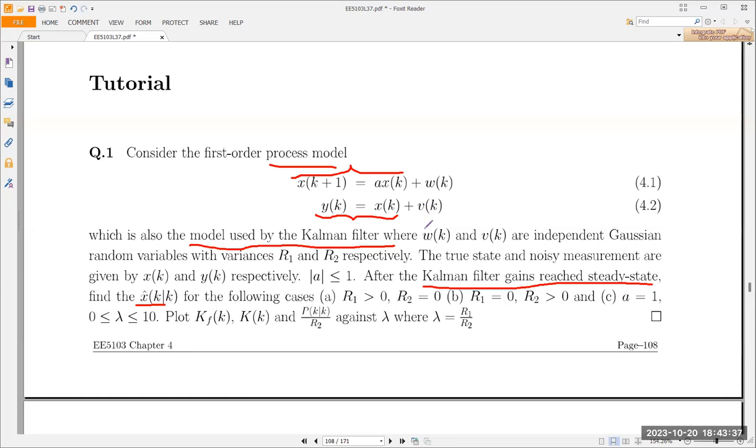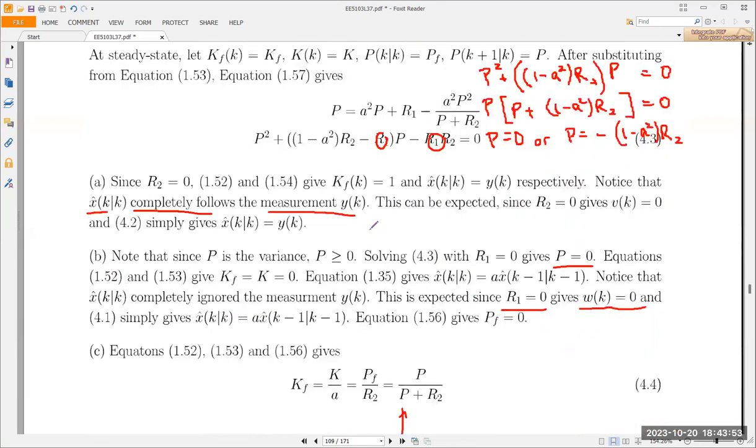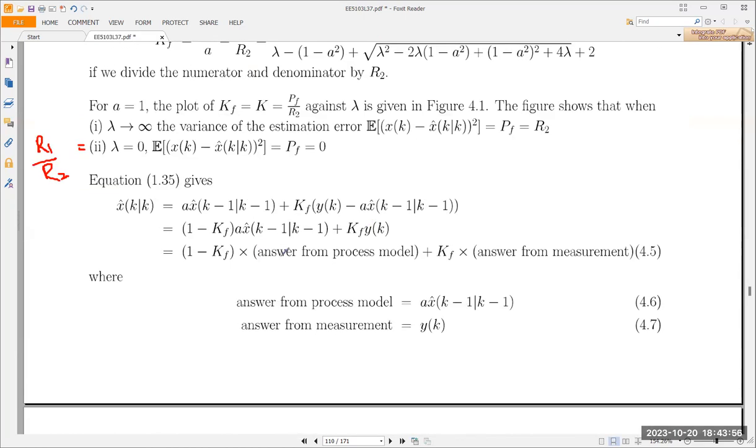That's why we always say, if this is 0, this has no noise and this has noise, I follow this 100%. If this has no noise and this has noise, I follow this 100%. But if this has some noise and it has some noise, then you take some percentage from this and some percentage from this, which is shown here. Some percentage from the model, which is this one, as the estimate, and some percentage from the measurement Y. Okay, so there's the interpretation.